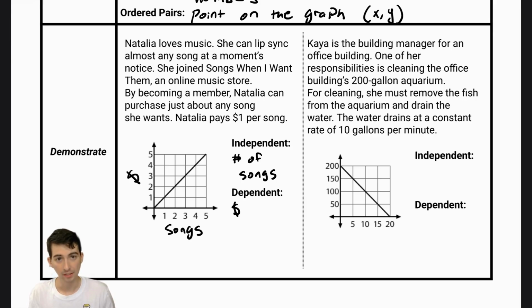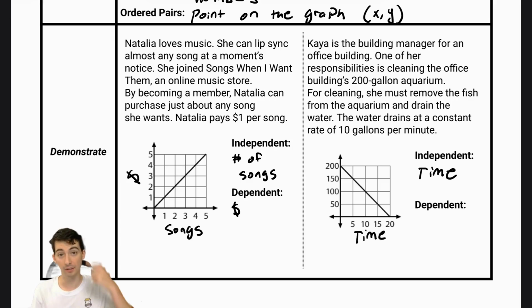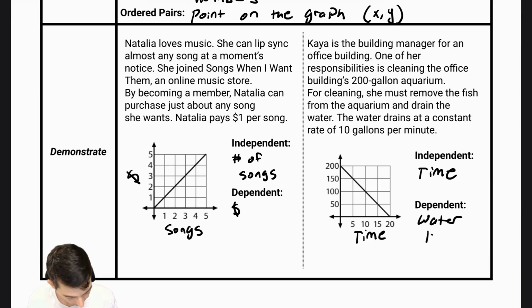And so my independent is going to be something that is not affected by anything else. Well, the less water that's in the tank, right? The water keeps going down the longer that she lets it drain, right? And so in this case, my independent variable can be, well, how long am I going to let this tank empty, right? So we can put that on our x-axis because I have to think, okay, how much time is this going to take? And then that's going to tell me how much water is left in the tank. So we can say the water level would be my dependent variable. And that again goes on our y-axis.